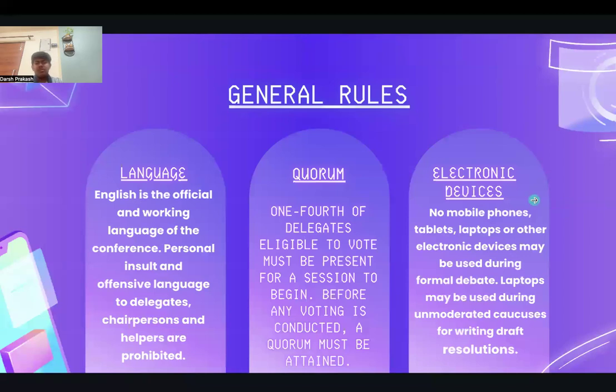These are a few more rules. English is the official language of all the committees in MUNs. However, there is a committee known as AIPPM, the All India Political Parties Meet. In that, both Hindi and English are the official languages of the committee. However, in UN committees, only English is the official language.